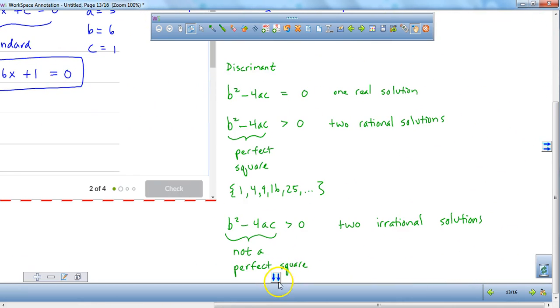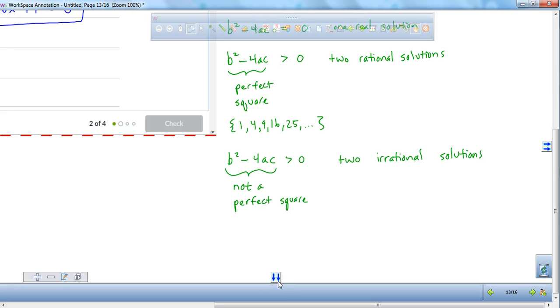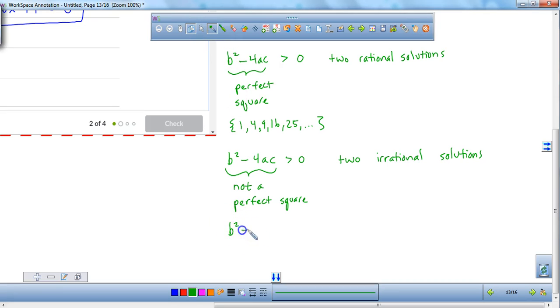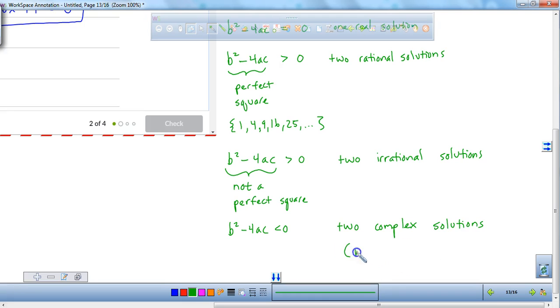All right, and now last but not least, we could have a situation where b squared minus 4ac is less than 0. If it's less than 0, that means you're going to have what's called two complex solutions, because they're not going to be in the real number system. For our case, we're going to put no real solution. If this number ends up becoming negative, any negative number, you're going to have no real solutions. You would have two complex solutions, but that's Algebra 2, not necessarily Algebra 1.